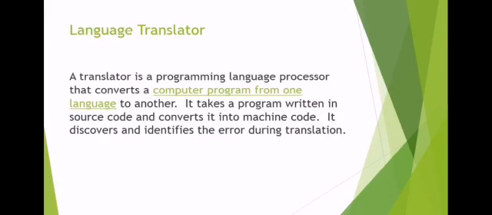Language translator. A translator is a programming language processor that converts a computer program from one language to another. It takes a program written in source code and converts it into machine code. It discovers and identifies the error during translation. A translator is a program which helps to convert the program from one language to another.